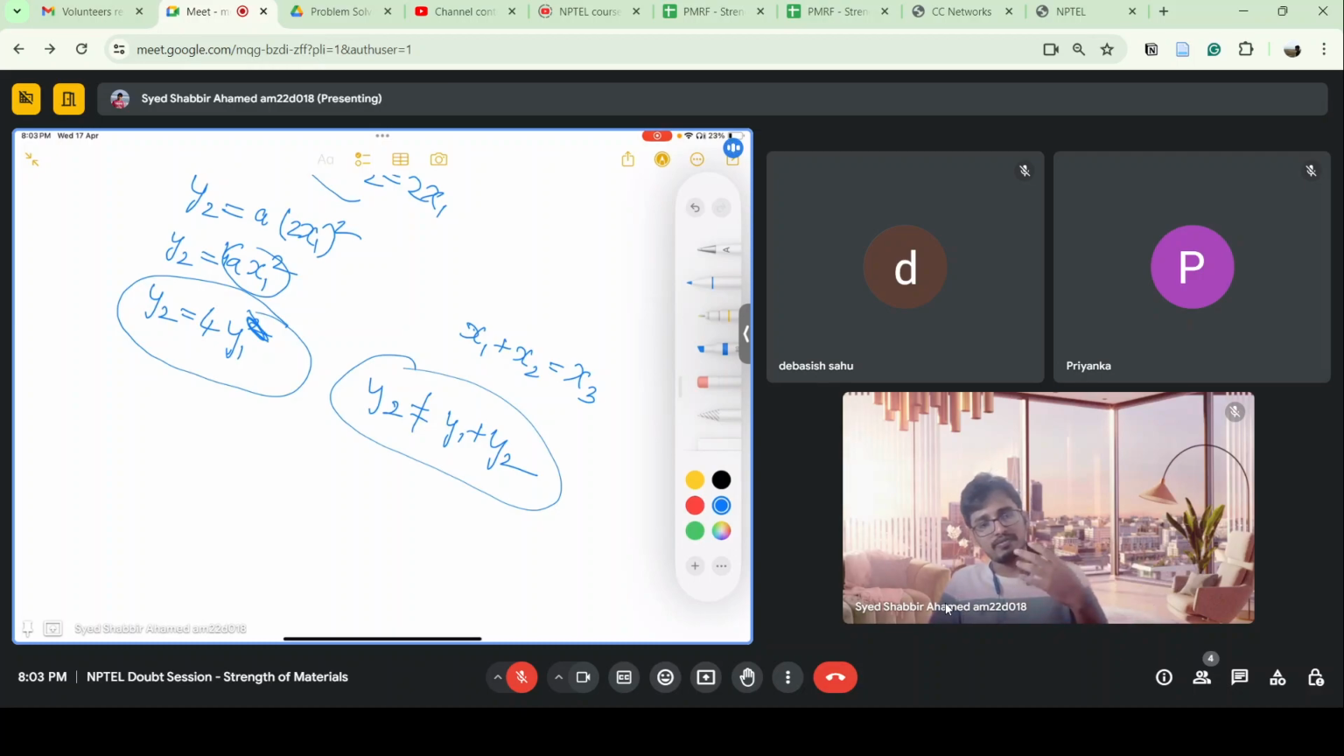Like if I'm building an aircraft, I want to reduce the weight as much as possible, because if I reduce the weight, my fuel cost will be reduced drastically. So somewhere you have to make the trade-offs. So sometimes you want to go to that plastic zone also.